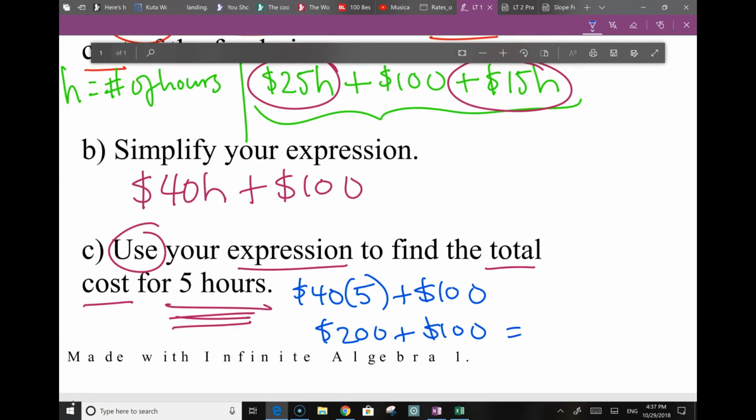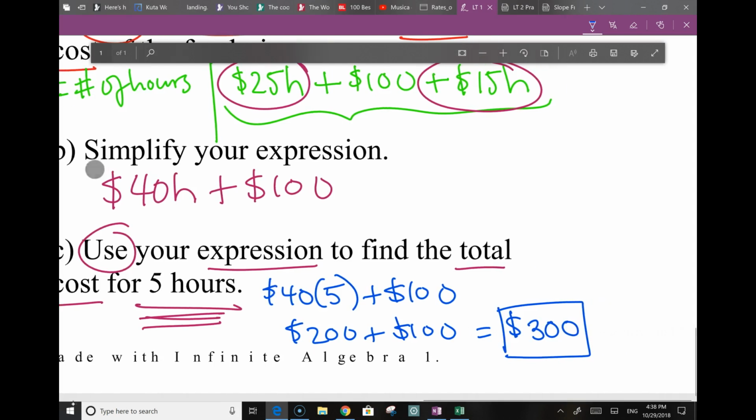And then the grand total for 5 hours, you would expect to pay $300 total. Okay, for 5 hours, and this connects with everything else.